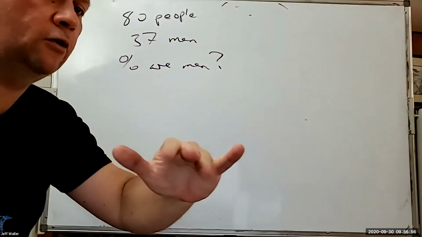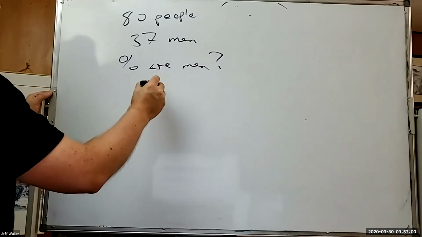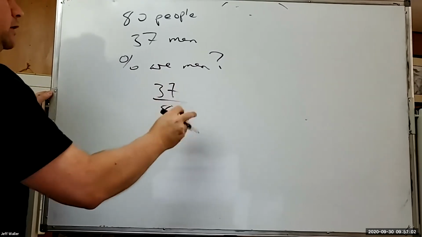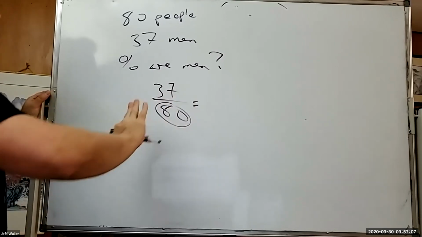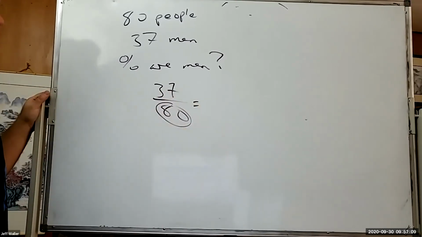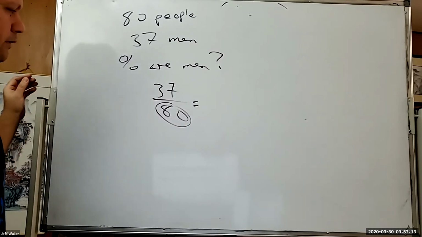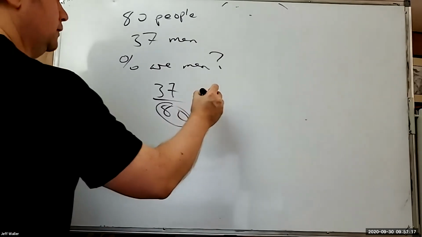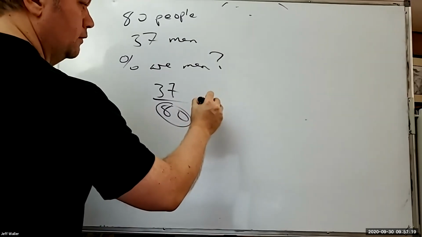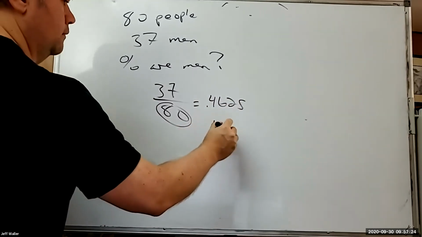So take me through how you get to the answer. What do you set up? Divide 37 by 80. So it's in relation to the total, right? And then whatever that is, it's roughly 45%. It's like 46%. 46.25. All right, I'll go with that.